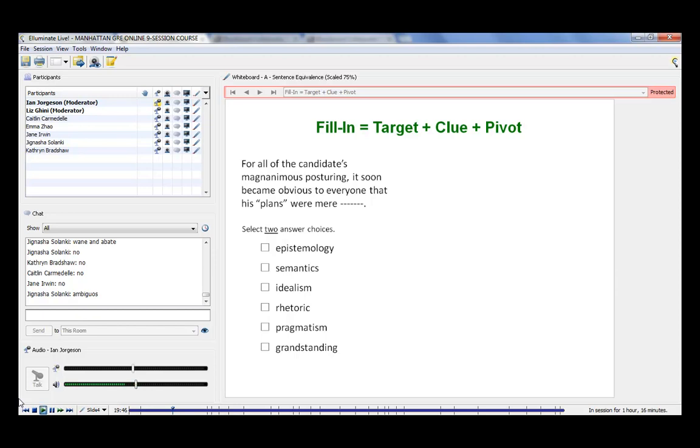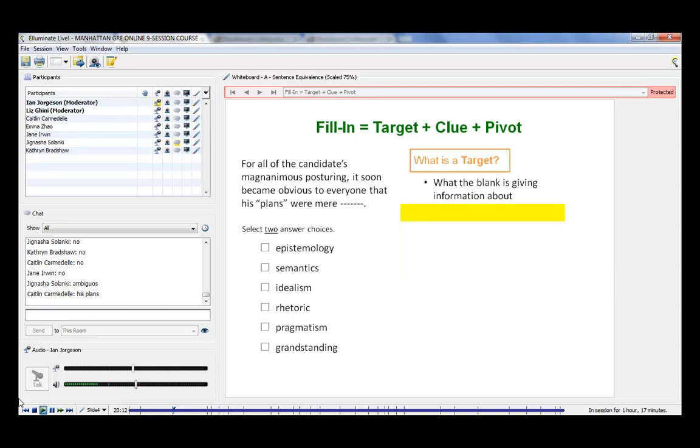This one's got harder words. For all the candidate's magnanimous posturing, it soon became obvious to everyone that his plans were mere blank. Okay, we've looked at the original sentence. What's the target here? What do you guys think? What is the blank talking about? Is the blank describing anything?